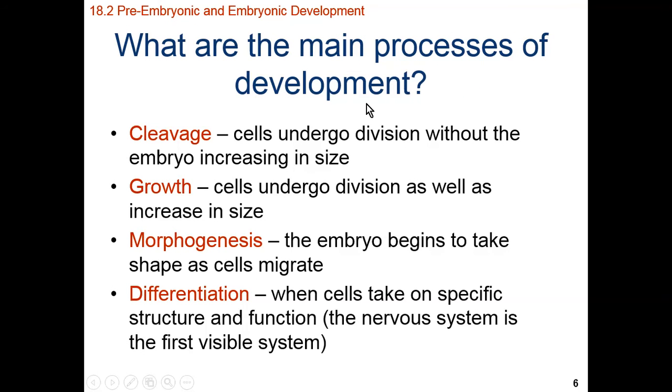After fertilization has occurred, there are going to be several different stages of development. We'll first have cleavage, and this very large single-celled zygote will divide multiple times. The cells will undergo division and become smaller and smaller as they divide. The embryo eventually needs to start absorbing nutrients. And as the nutrients begin to be absorbed, the embryo begins to increase in size. This increase in size is known as growth.